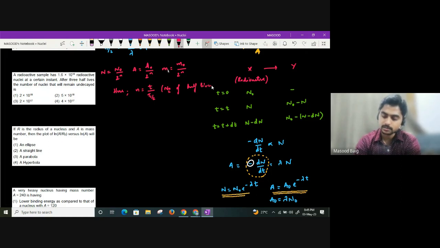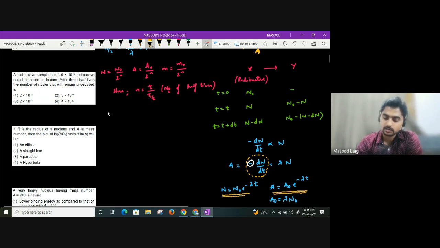What are they asking? They are saying that if at certain instant 1.6 into 10 power 18 radioactive nuclei are there, how many nuclei will be undecayed after three half lives? Right, so that is the situation they are asking. Number of nuclei that will remain undecayed, they are asking, guys. So what we can do? I don't know the initial number, yes or no? So we don't know the initial number in this situation.